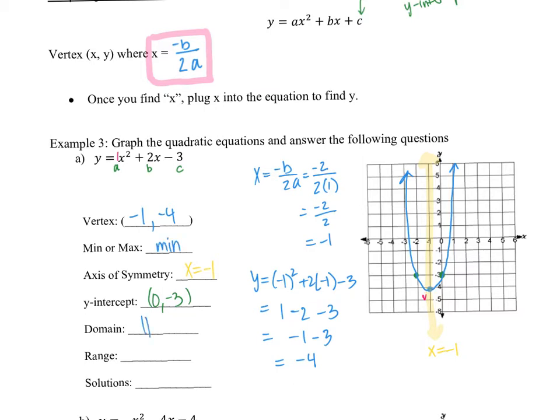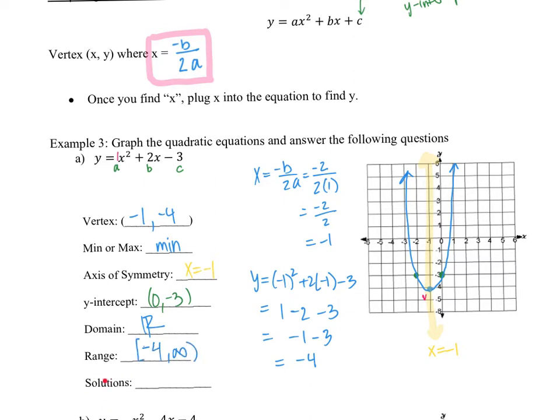My domain is all real numbers because quadratics always have all real numbers. It's pointing left and right with an arrow, so we're going to -infinity to +infinity. The range here, the lowest y value is -4, and the highest is going to be infinity. So this is from -4 to infinity for the range.